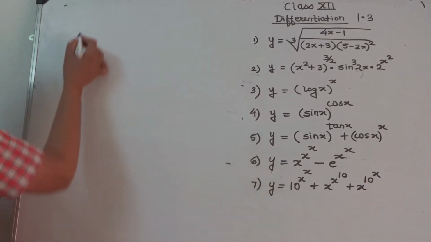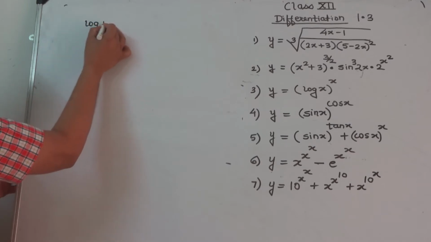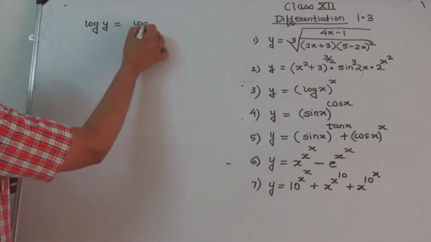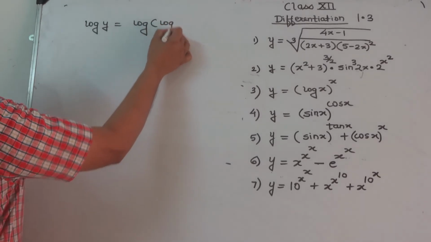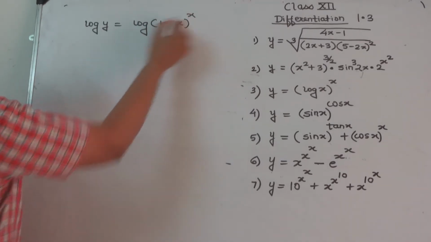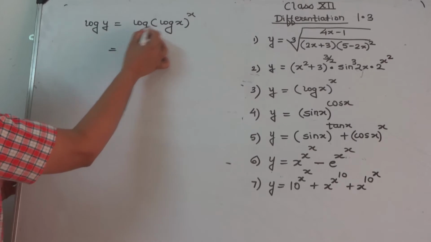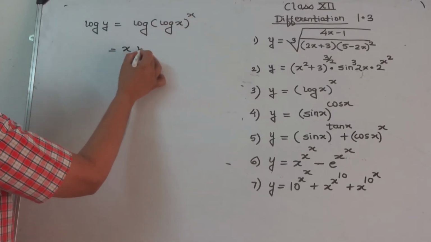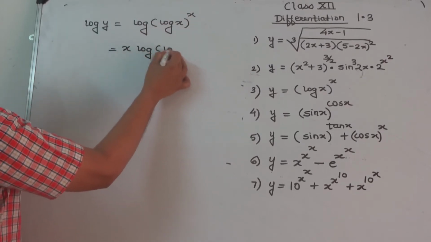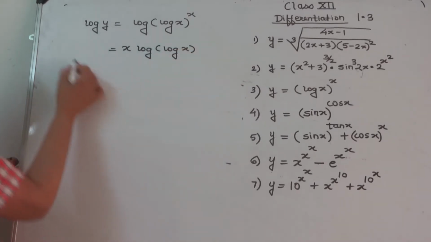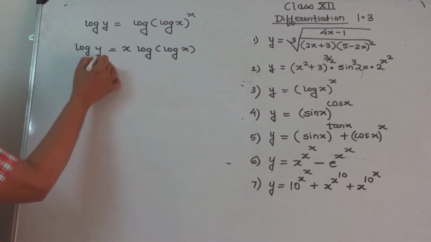So how to solve? We take log on both sides, log y equal to log of log x raised to x. Log of m raised to p is p log m, so x into log of log x. And now we can differentiate both sides with respect to x.